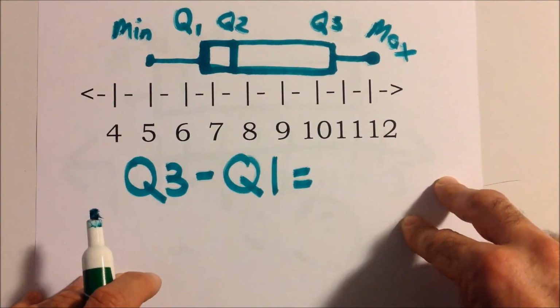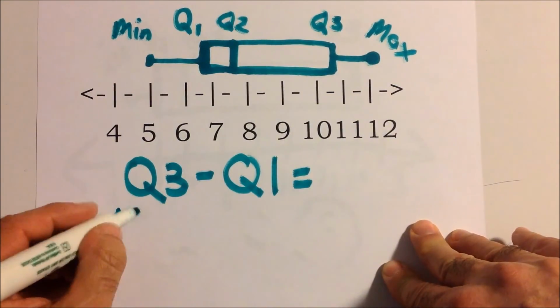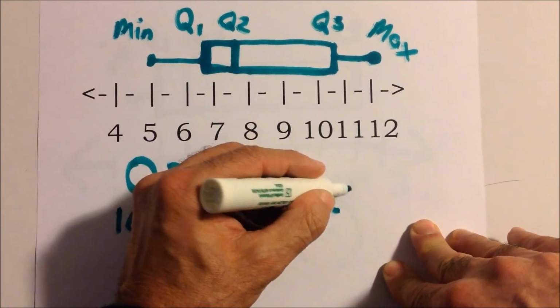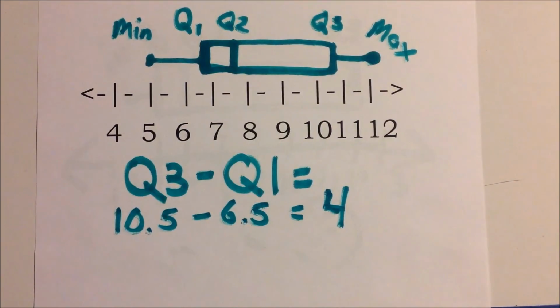Q1 was 6.5. Q3 was 10.5. So 10.5 minus 6.5 will give us 4. So 4 is the interquartile range. Great job.